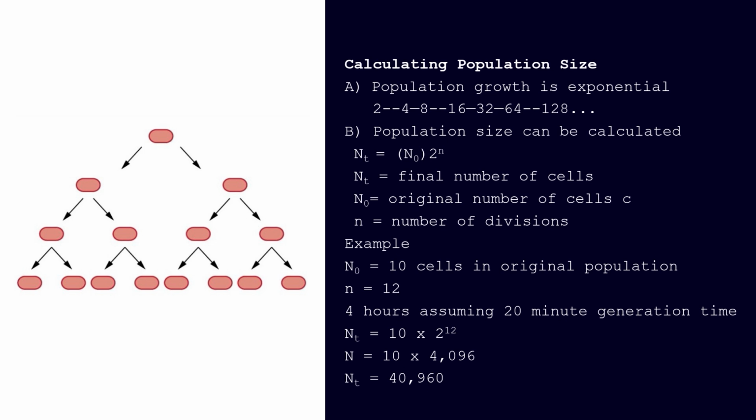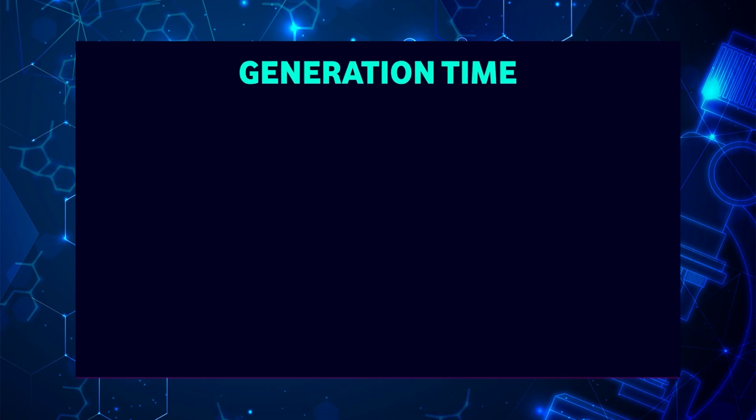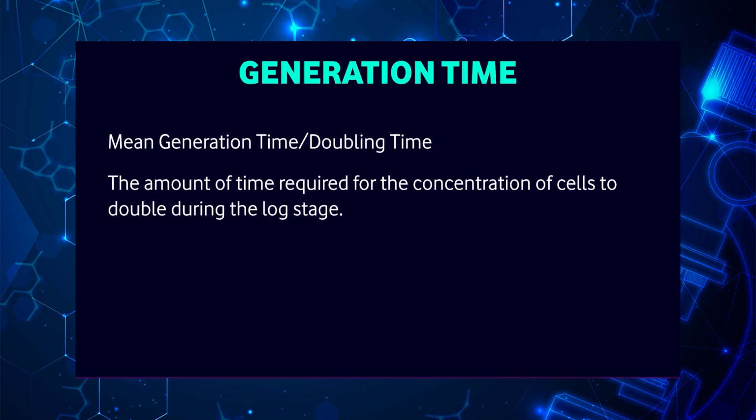Let's take an example. If N0, the initial number of cells in a cell culture, is 10, and it divides a number of times, small n being 12, so after 4 hours, assuming 20 minutes is the generation time, and following the expression, the final number of bacterial cells after time t, which is 4 hours, will be 40,960 cells. So what is generation time? The mean generation time, or the doubling time, is the amount of time required for the concentration of cells to double during the logarithmic or exponential stage. It is expressed in units of minutes.